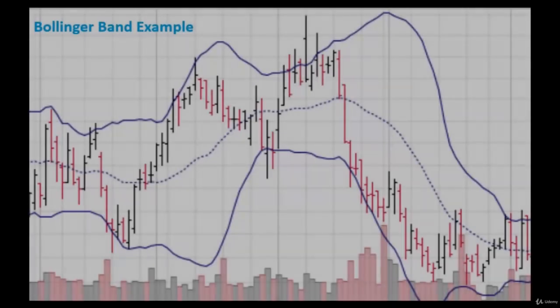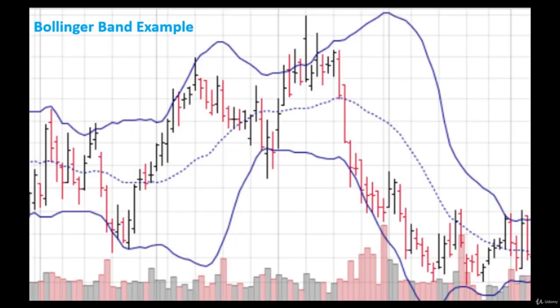So let's look at an example of a Bollinger Band so you can see what this looks like, and it'll make a little more sense. This could be any security, because the pattern won't be the same. The patterns will all be different, but how it works is the same.